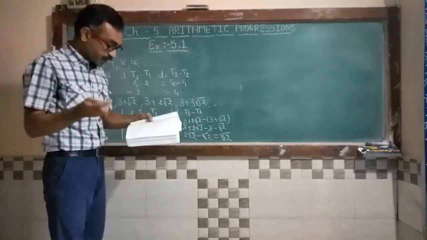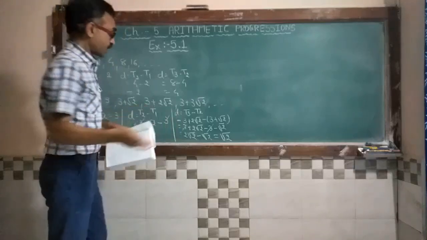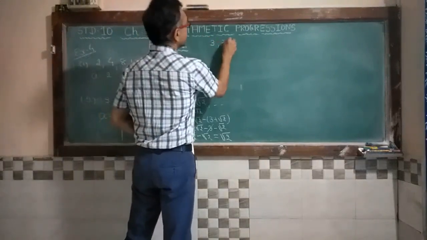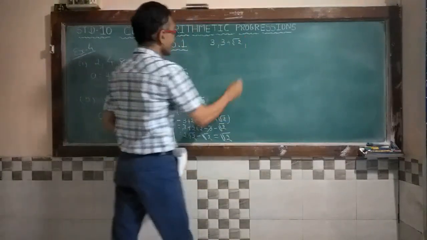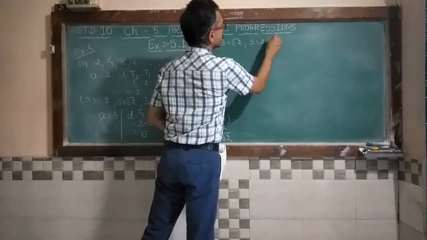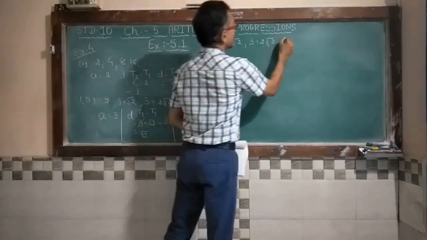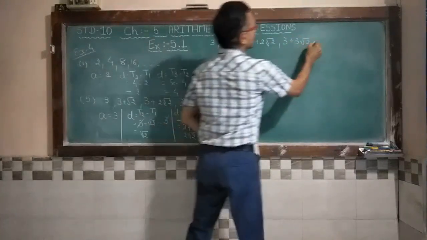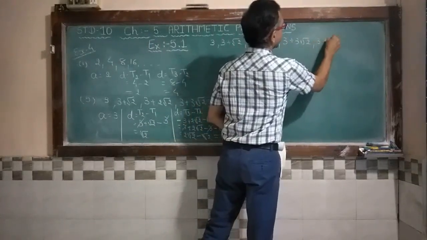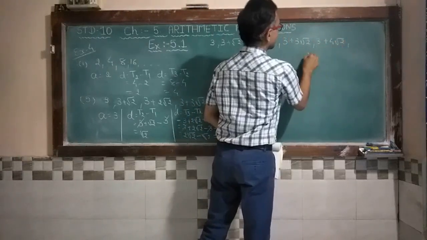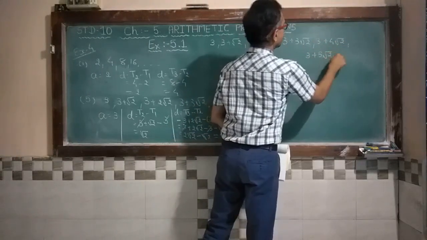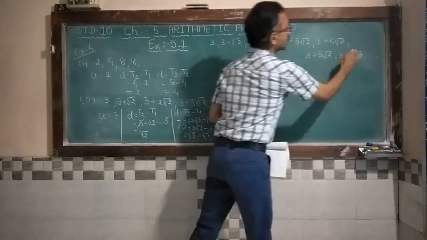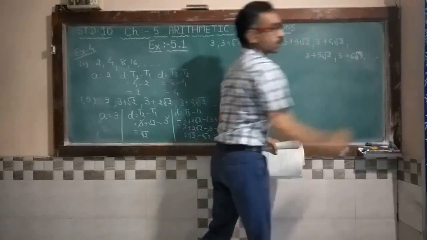So we have to write another 3 terms. We are given 3, 3 plus root 2, 3 plus 2 root 2, 3 plus 3 root 2. Then we have to write 3 more terms: 3 plus 4 root 2, 3 plus 5 root 2 and 3 plus 6 root 2 and so on.